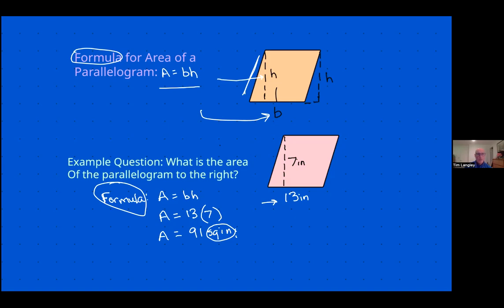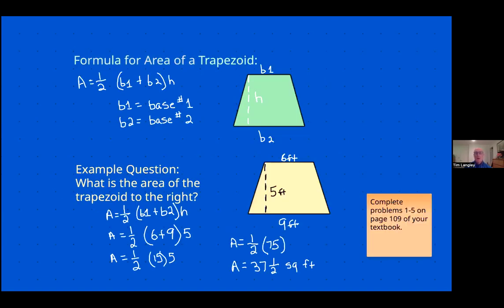All right. Let me move on. Now, here's a formula for the area of a trapezoid. Okay, so I'll let you freeze the screen, copy what you see on the screen, and then come back.